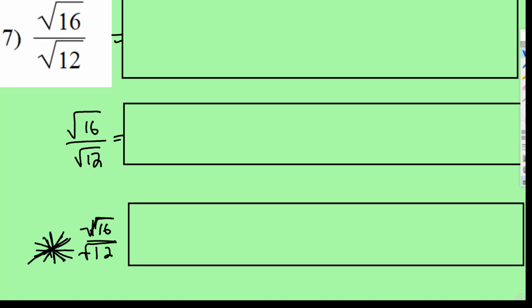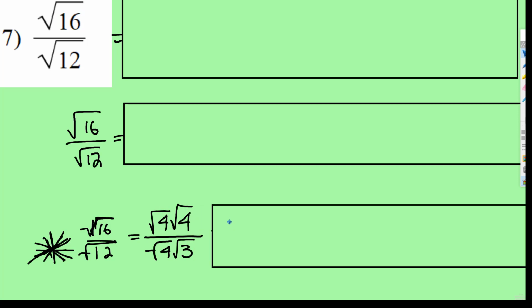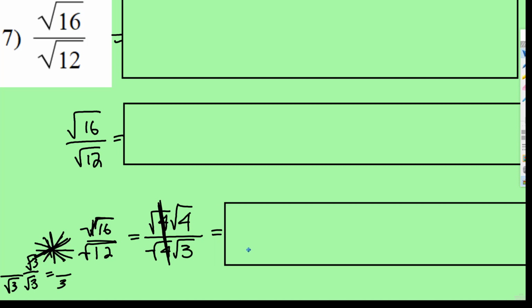the easiest way. Now notice right away you could take the square root of 16 as 4, but I'm going to show you a little tip. The square root of 16 is root 4 times root 4, and the square root of 12 we can rewrite as root 4 times root 3, and then look at those root 4's cancel, and then the only thing we have left is to rationalize that root 3. To rationalize it, you're just going to multiply the numerator and denominator by root 3, because remember, root 3 times root 3 will equal 3.